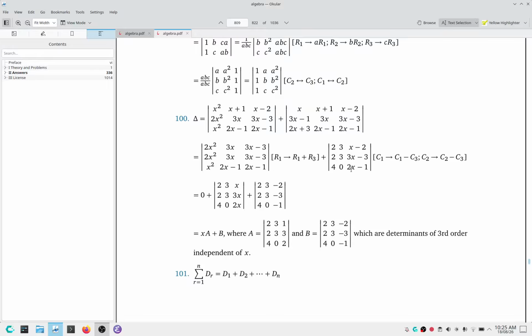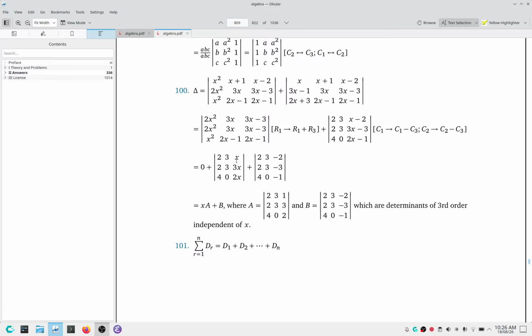So we have x, 3x, 2x in one, and then minus 2, minus 3, minus 1. So x we can take out from here, and a would be 2, 3, 1, 2, 3, 3, 4, 0, 2, and b would become 2, 3 minus 2, 2, 3 minus 3, 4, 0 minus 1. So this way we have two determinants of third order which are independent of x. And with this we come to the end of problem number 100 of determinants.